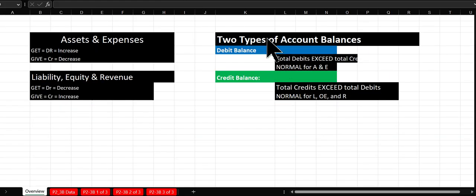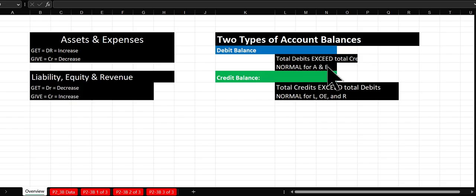So we really have two types of balances that will result with each account. We will either have a debit balance, which means that the total on the left, the total debits, exceeds the total on the right, the credits. Well, there are some accounts where it is normal to have more debits, in terms of total dollar value, than credits. And those are assets and expenses.